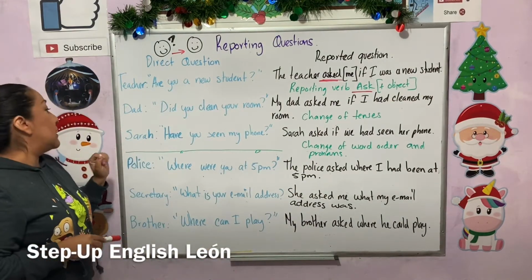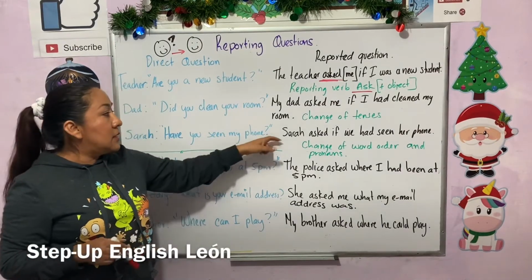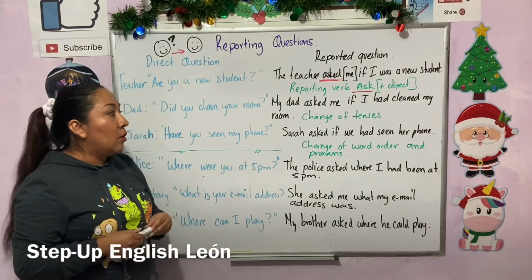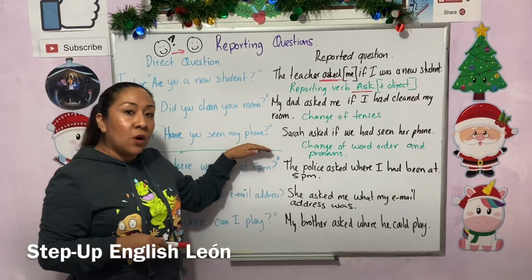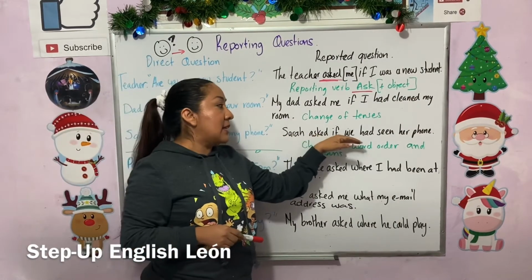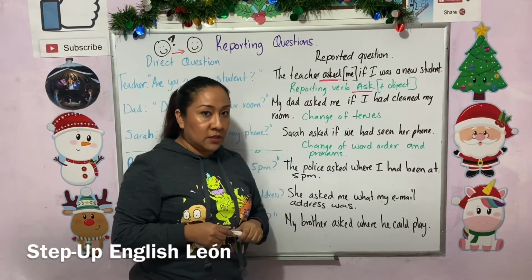Sarah asks, have you seen my phone? Sarah asked if we had seen her phone. Okay, changing tenses. Have you seen my phone is in present perfect. Sarah asked if we had seen her phone is in past perfect.